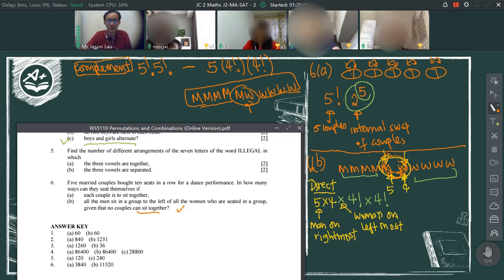And so if you want to train for your A level, I would suggest that you start doing your P&C questions regularly. If you can, do a few each week, because the answers are quite short. Actually, you just need to think a bit. So you can take it as a sort of break time. During your break, you try to take a few questions and try.